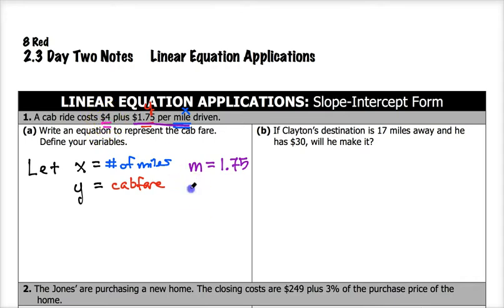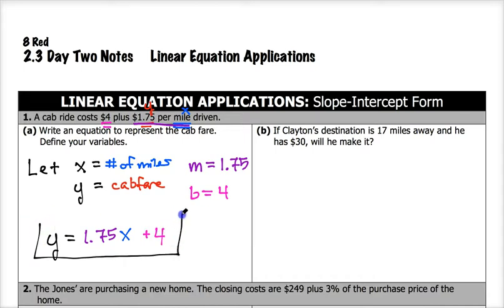Starting costs or starting values can always be related back to your b value, or your y-intercept of a line. It's where you start, assuming that your independent value is 0. You pay this $4 no matter what. So an equation for this scenario might be y equals 1.75x, $1.75 per mile, plus 4, plus the $4 you pay initially. Notice this is a slope-intercept form equation that we've written here.